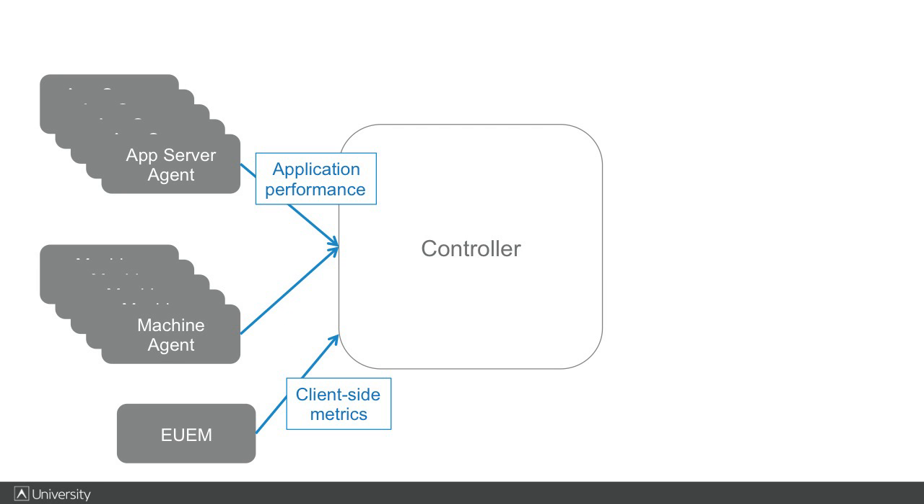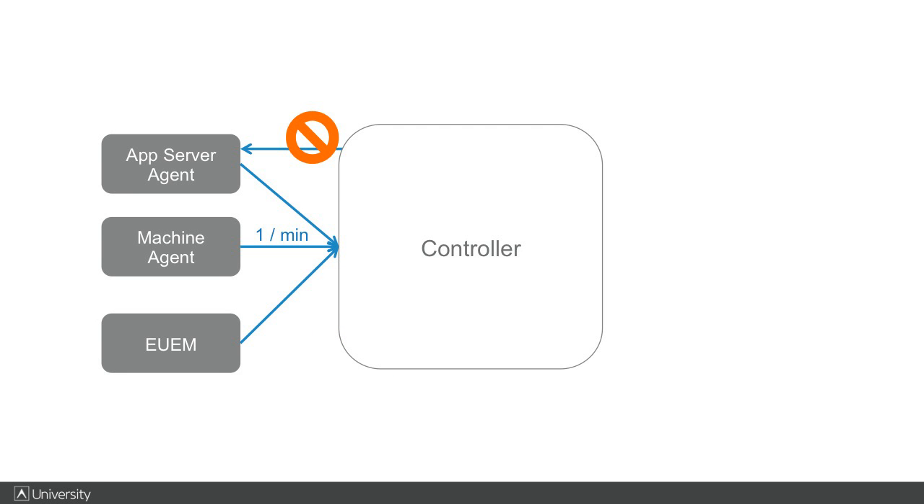An optional agent is the End User Experience Monitoring, or EUEM. This provides direct client-side performance information about an individual's browser experience. Agents connect to the controller once a minute to update metrics.